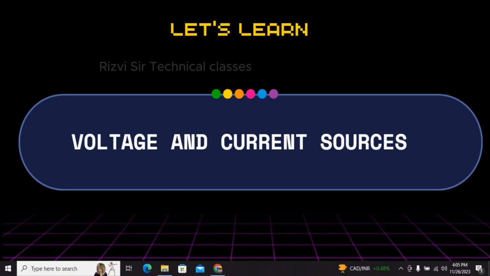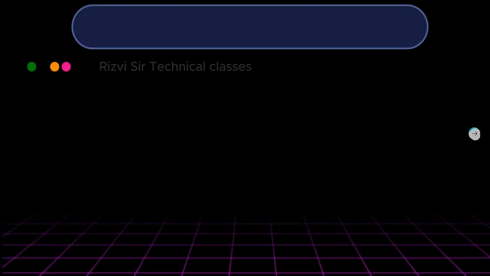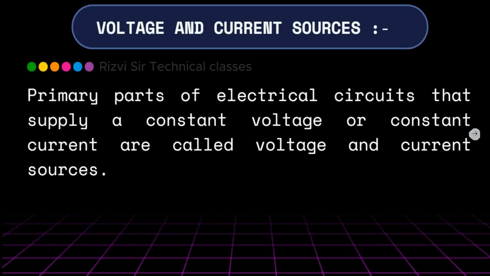Hello guys, today we are going to learn about voltage and current sources. Then the first question arises: what are voltage and current sources? The primary parts of an electrical circuit that supply a constant voltage or constant current are called voltage and current sources.